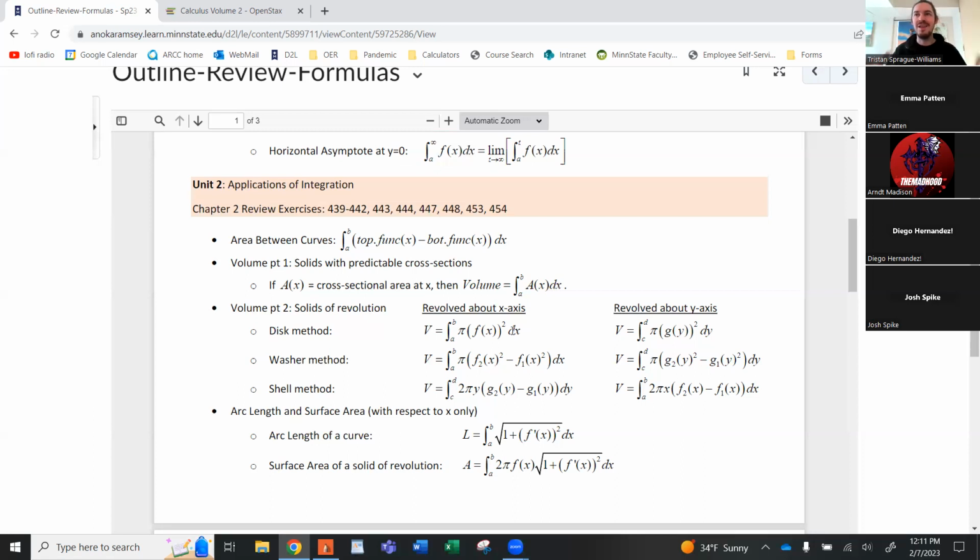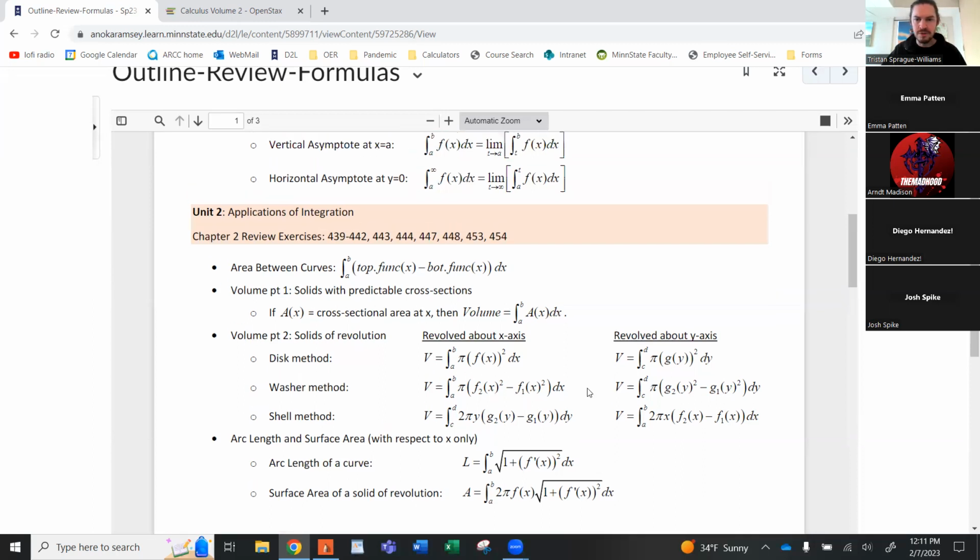Disk is just a special case of washers where the inner radius is 0. So disks are the same as washers, except you just don't subtract something out of the middle. You just pick the outer disk and that's it. So that's why it's just an f of x squared. It's not like a difference of squares.